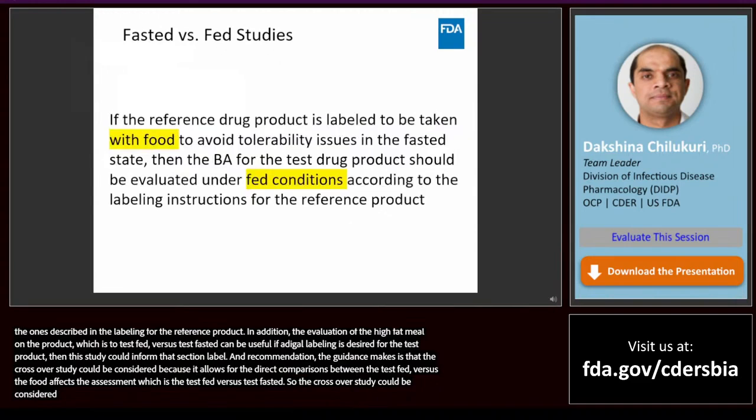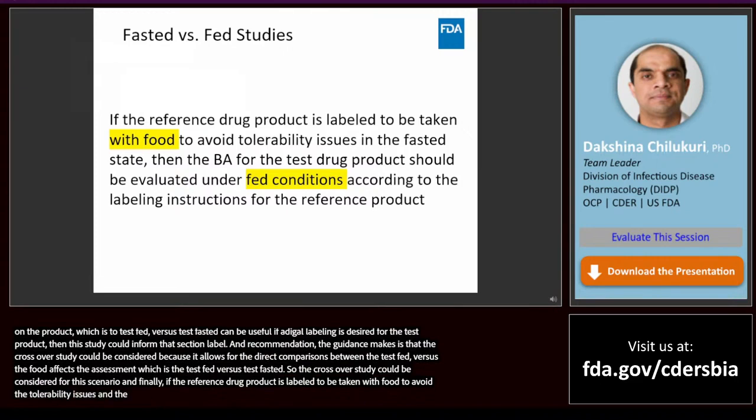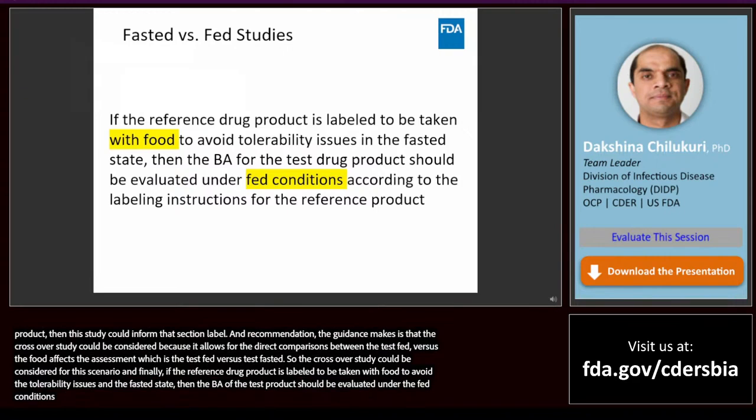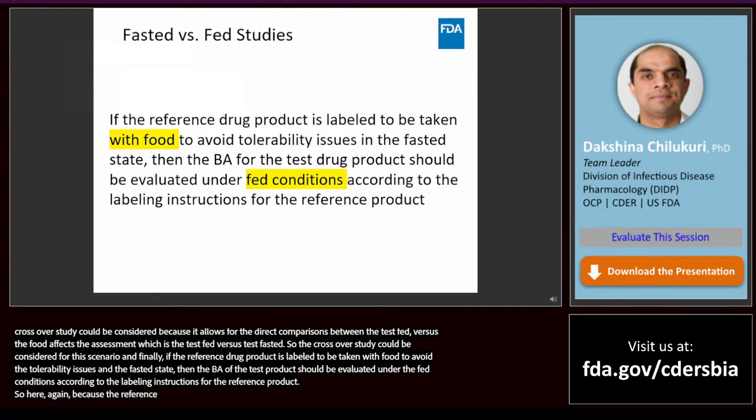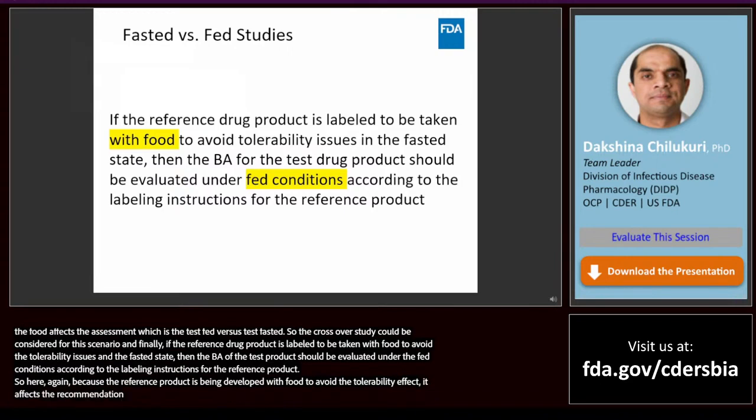And finally, if the reference drug product is labeled to be taken with food to avoid the tolerability issues in the fasted state, then the BA of the test product should be evaluated under fed conditions according to the label instructions for the reference product. So here again, because the reference product is being given with food to avoid tolerability effects, the recommendation is that the test product should be evaluated under fed conditions.